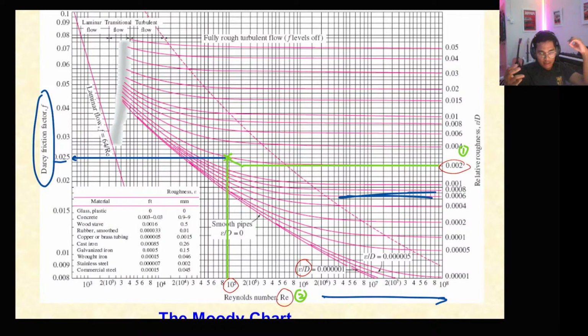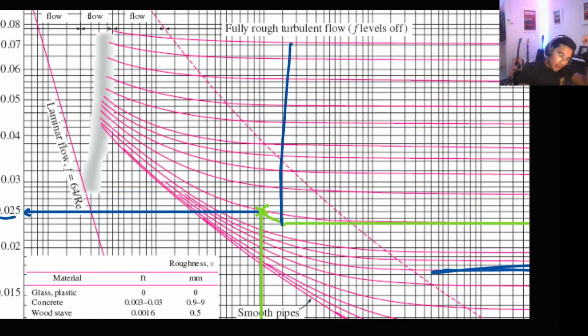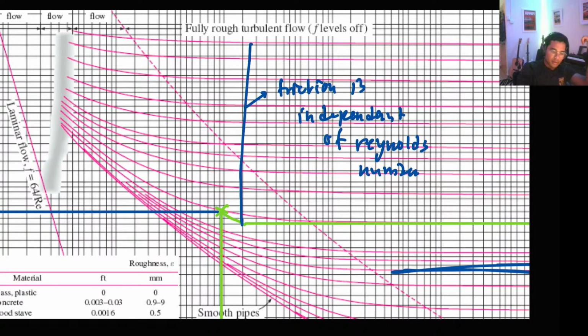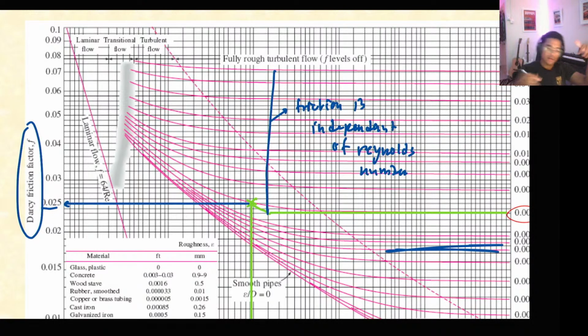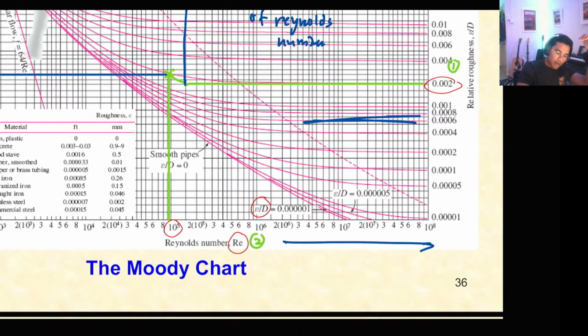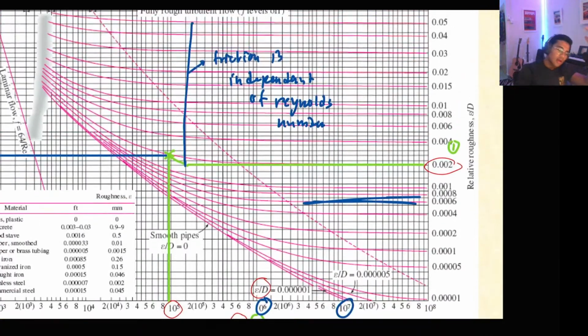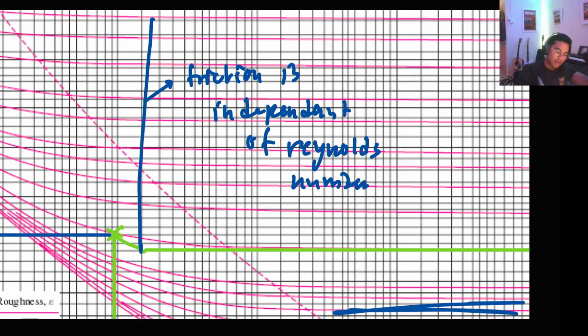That is why we conclude that from a certain point the friction is independent of Reynolds number, because the friction will be constant. So it doesn't matter if you have 10 to the power of 6 or 10 to the power of 7 Reynolds number, your friction factor will be the same. That is what they mean.